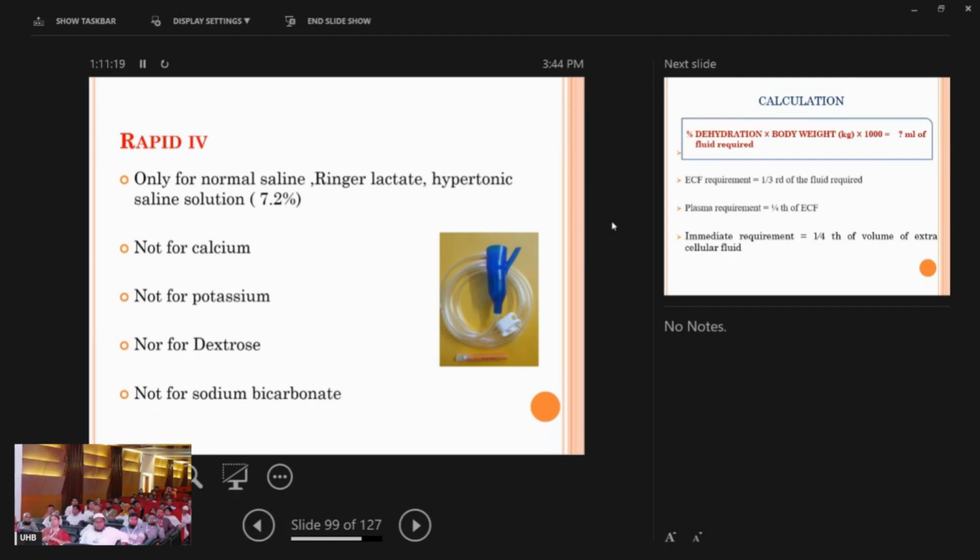In case of ruminal acidosis, you cannot go for rapid IV sodium bicarbonate, because rapid alkalinization will lead to collapse of the animal. So for massive fluid therapy in large animals, you can use Ringer lactate with this type of rapid infusion.